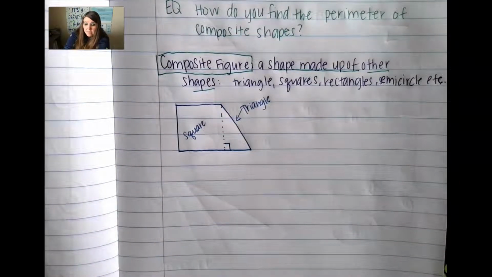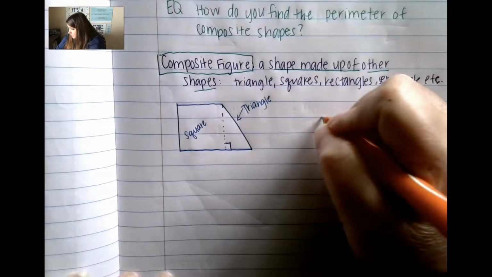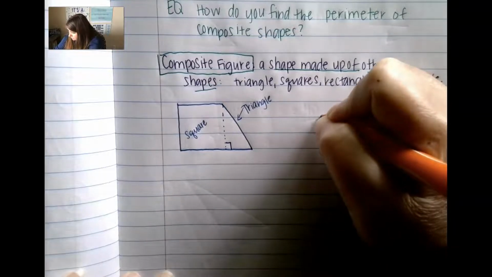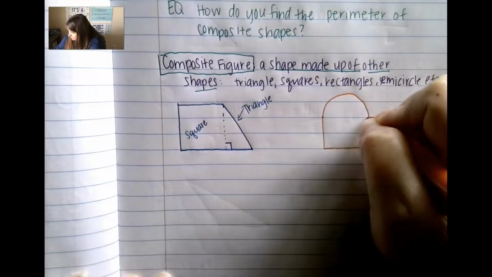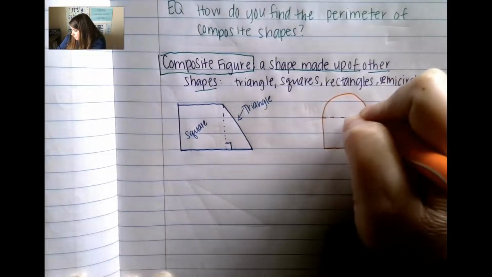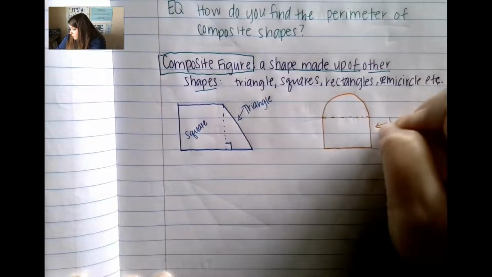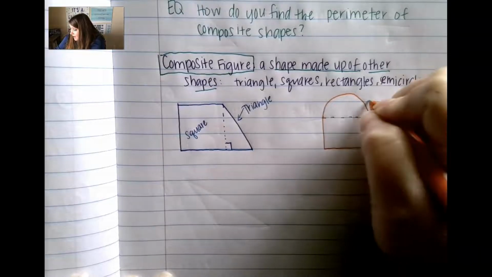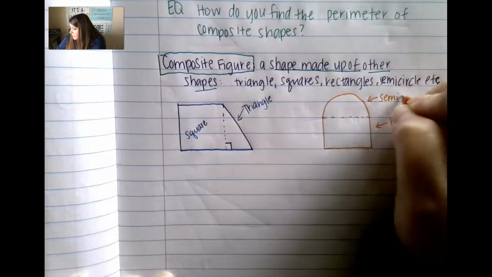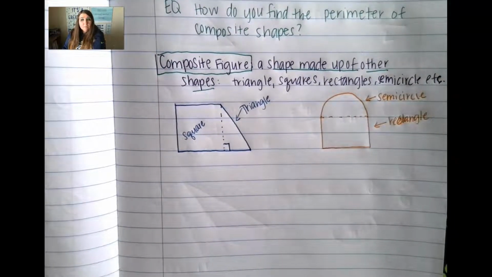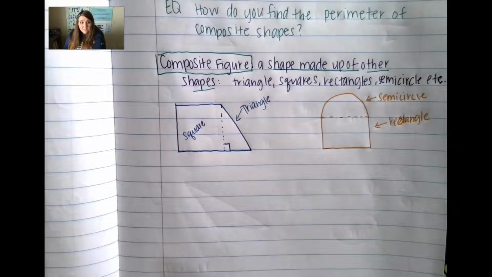If I had a figure that looked like this, okay, this is also a composite figure because if I cut it here, I have a rectangle and I have a semicircle. So it's made up of two shapes. Sometimes we have things that are made up of more than two shapes. Those are also composite figures.